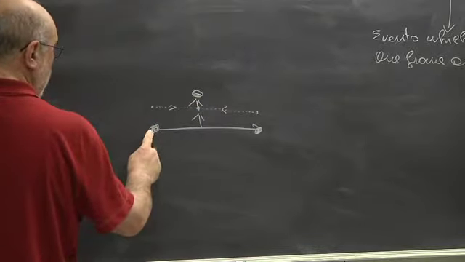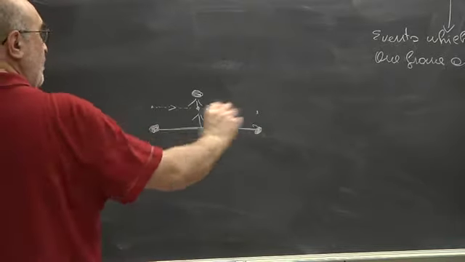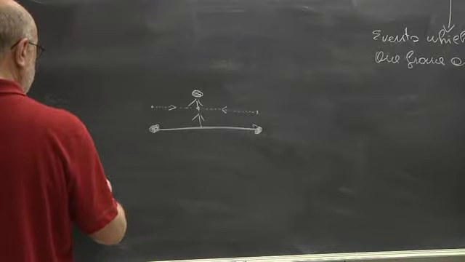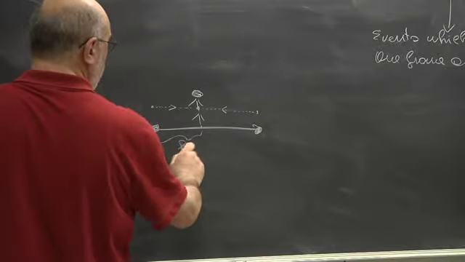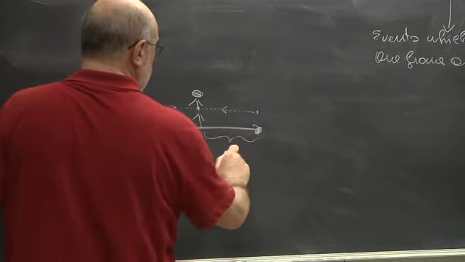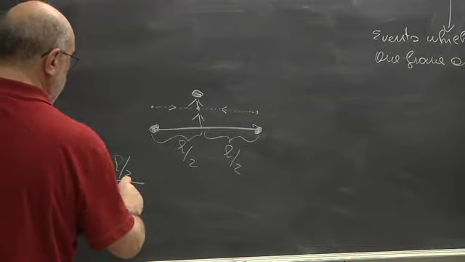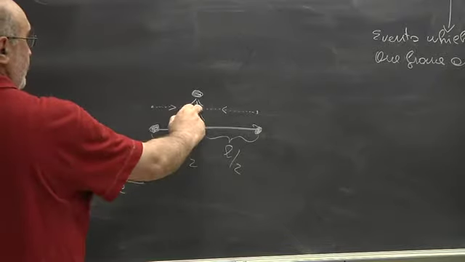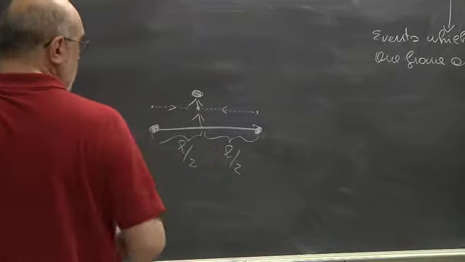So this one, there is an event here, and when it happens, it sends a beam of light to this person, and the beam of light will take an interval of time that is this length, L over 2. So L over 2 divided by the velocity of light. After that interval of time, we reach the man and we register that this event has taken place.